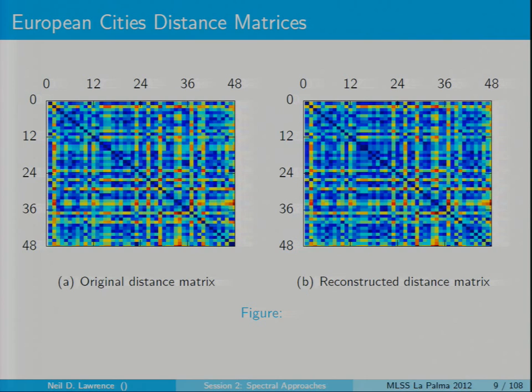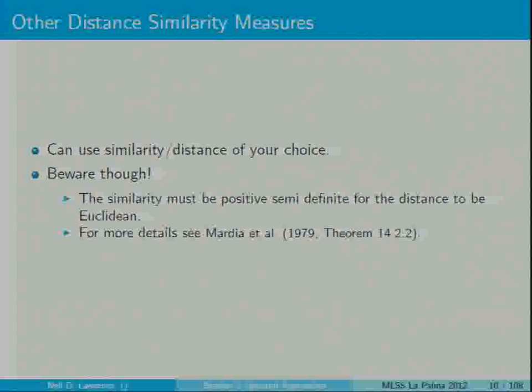I mean, there are differences. That square there is darker than that square there, but it looks pretty nice. So that's the fit that we've got from this eigen decomposition. Okay, so you can use any similarity. You can also decide to start with similarities rather than start with distances. So that's very common in psychology.